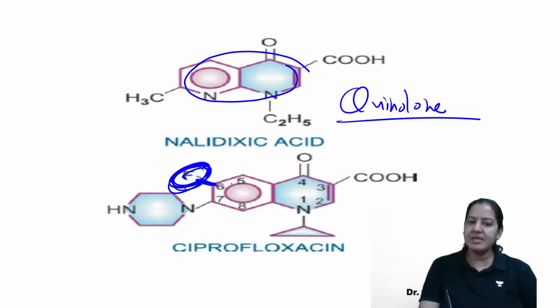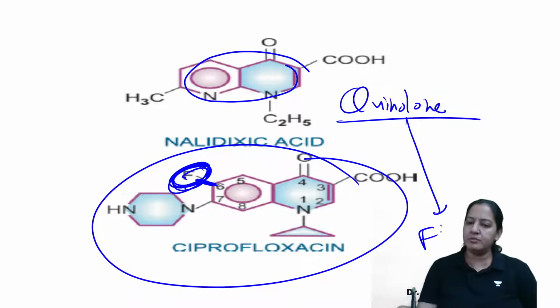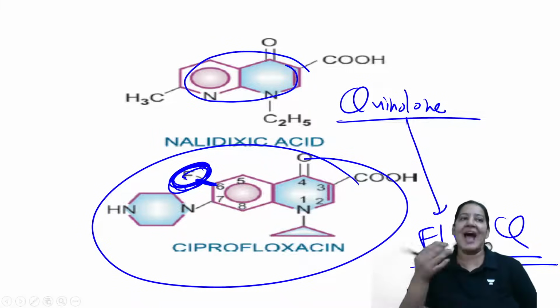We have added fluorine. Now these are known as fluoroquinolones. So fluoroquinolones are generated from quinolones. We have generated fluoroquinolones by adding fluorine to increase the activity.